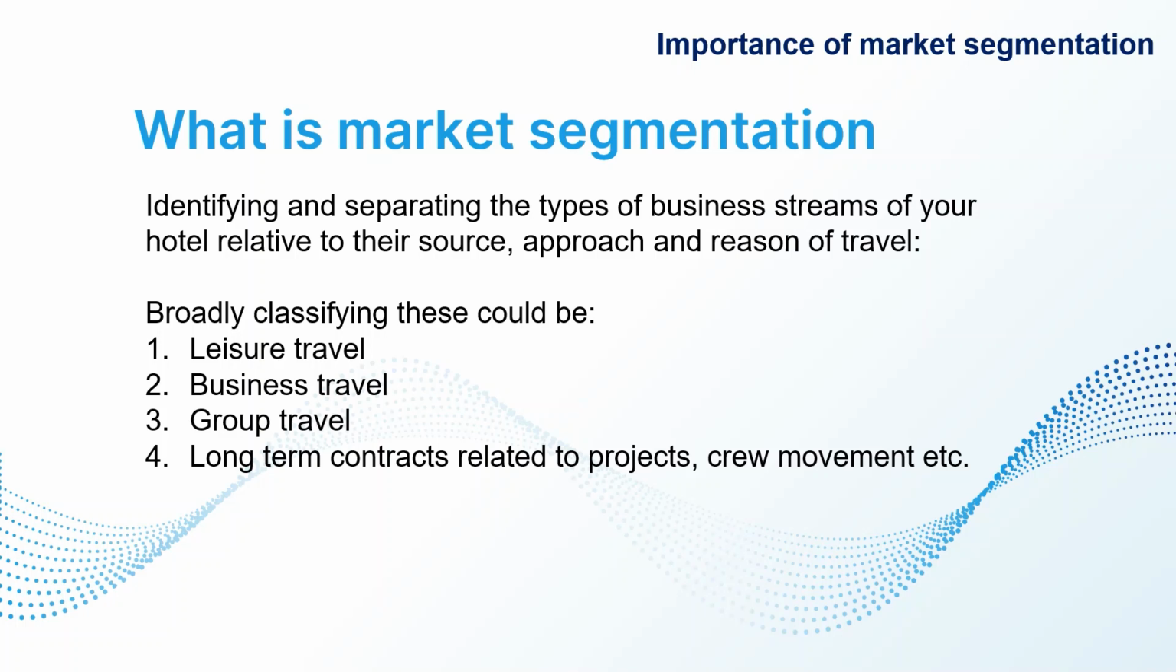What is market segmentation? It is primarily identifying and segregating the types of business streams of your hotel relative to their source, approach, and reason to travel. Sounds complicated? Well, we will simplify this as we go along with illustrations and examples. Broadly classifying, this could be leisure travel, business travel. Both leisure and business travel have individual and groups as segments too. Then group travel and long-term contracts related to projects, crew movement, etc. So we have 4 broad areas to discuss further.